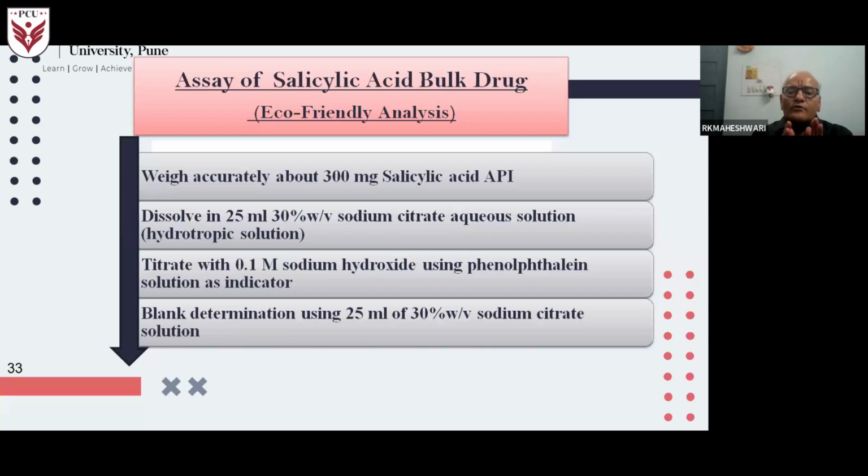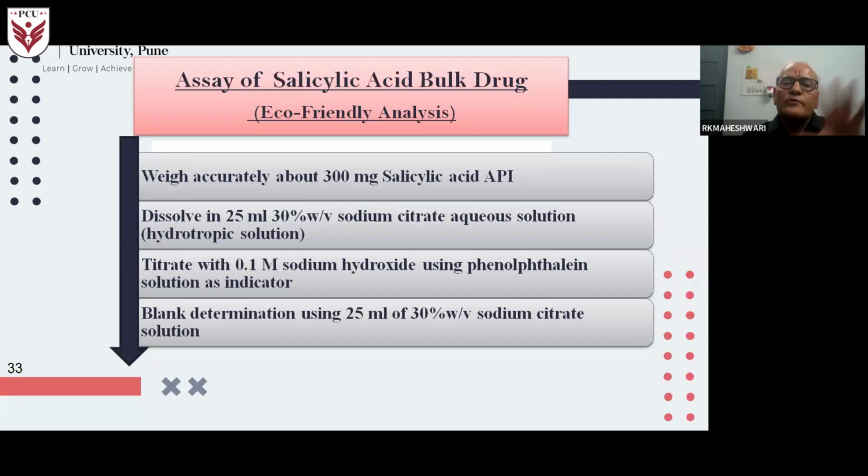So again, what do you do? You dissolve 300 milligrams of salicylic acid with the help of 25 ml of 30% sodium citrate solution. You get a clear solution. A few drops of phenolphthalein are added, and titration is done. A blank is determined as I have discussed in the previous examples also. So ultimately, you are titrating with the help of sodium citrate solution. Sodium citrate is non-volatile; it does not go inside your body, and cost-wise also it is nearly 40 rupees per liter.